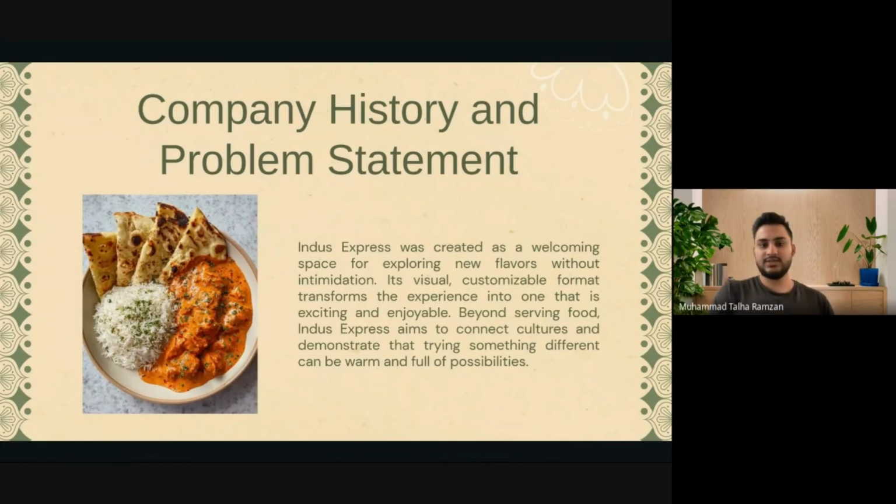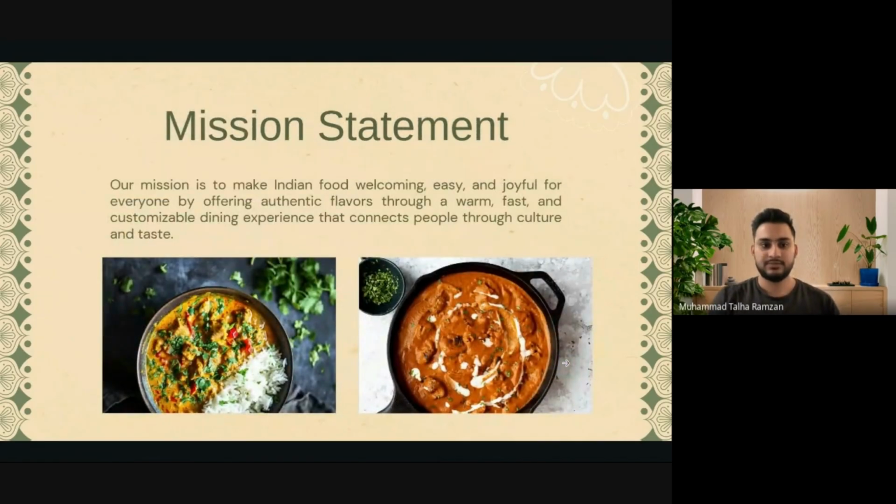So Indus Express is like a space for exploring new flavors without intimidation. That's the main point, where you have high accessibility. The menu is simple, you don't have foreign words in the menu, and you get the food at a very high speed. So that's where our idea comes into play. And our mission statement is to make Indian food welcoming, easy, and enjoyable for a plethora of people, not only Indian clientele, but all ethnicities.